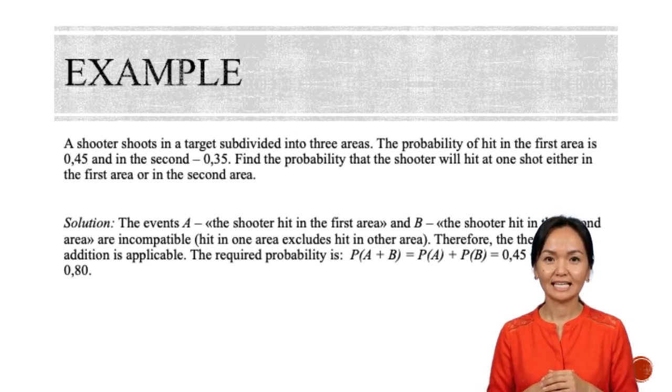This means there's an 80% chance that the shooter will hit either the first or the second area on any given shot. What's particularly nice about this example is how intuitive it is. If you have a 45% chance of one outcome and a 35% chance of another mutually exclusive outcome, then you have an 80% chance of getting either one. The theorem simply formalizes this intuitive reasoning and gives us confidence in our calculations.